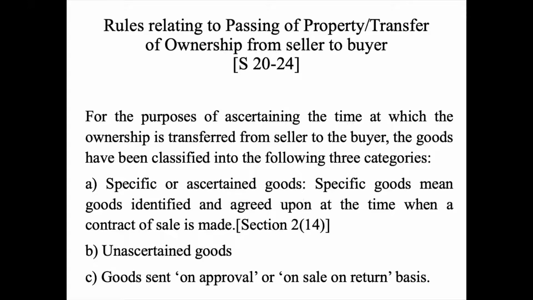Now, what are the rules relating to the passing of property? For the purpose of ascertaining the time at which the ownership is transferred from the seller to the buyer, the goods have been classified into the following three categories. First, specific or ascertained goods: those goods which are identified and agreed upon at the time when a contract of sale is made. That is, let's say, a television that has been bought from some store. Then unascertained goods, and goods sent on approval or on a sale or return basis.